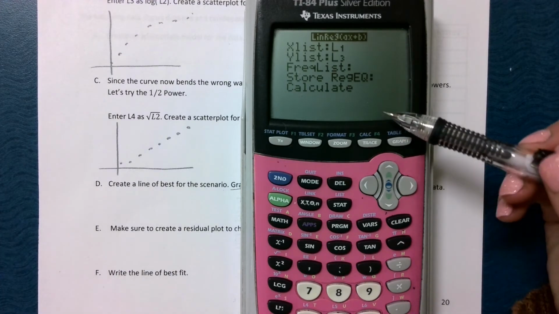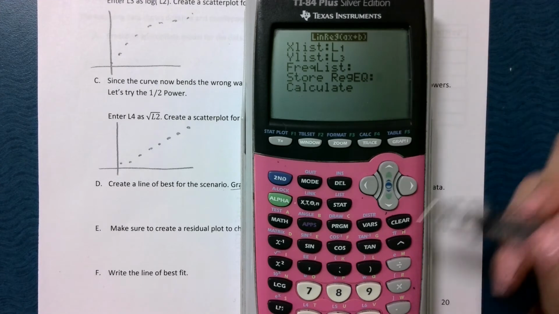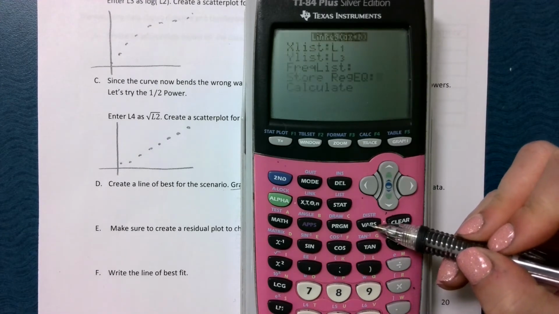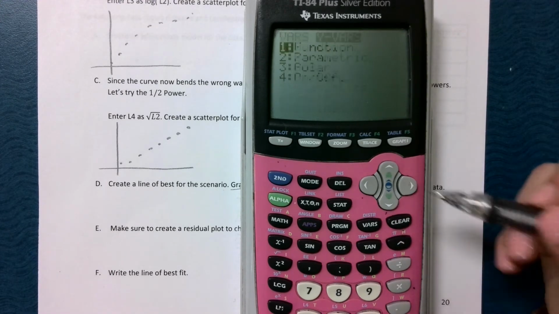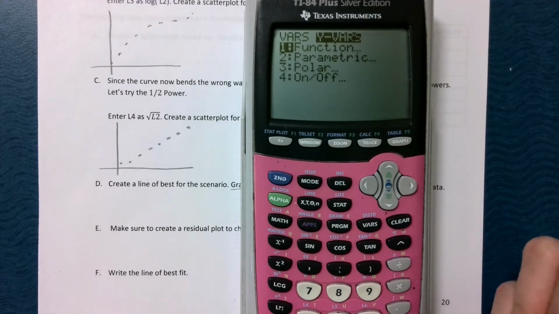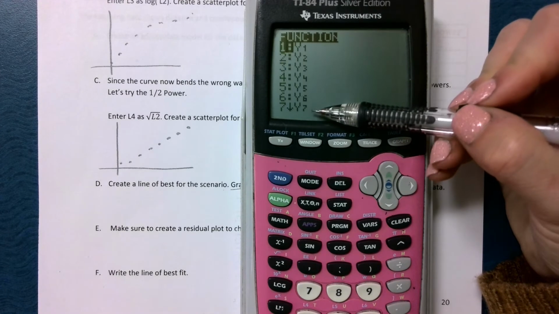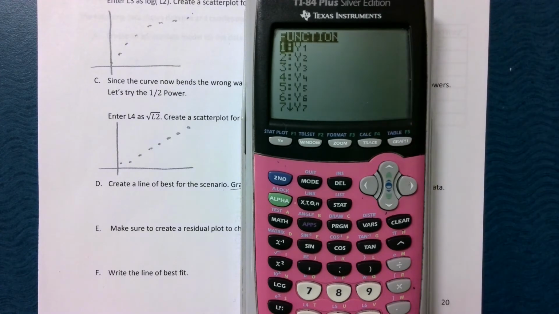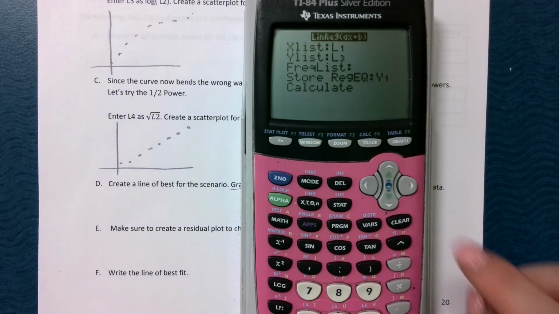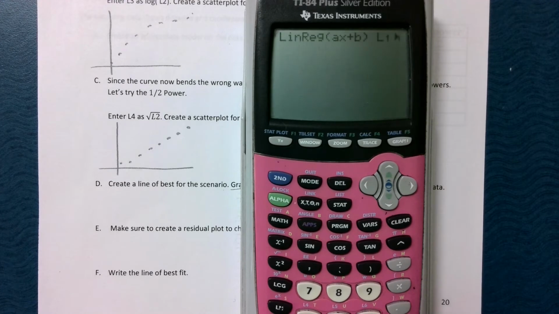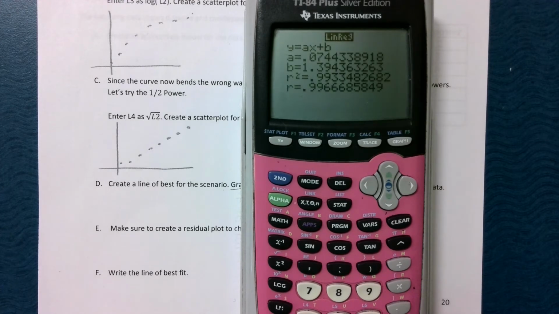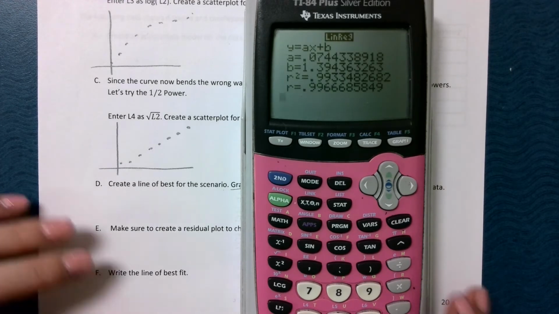Once you're at store equation, we're going to hit vars, that stands for variables. Scroll over to yvars, press enter for function. And then you can pick where you want your calculator to store. I want it to store just in Y1, so I'm going to press enter here and then calculate. This is now giving me my line of best fit.